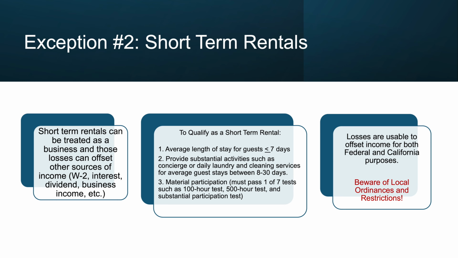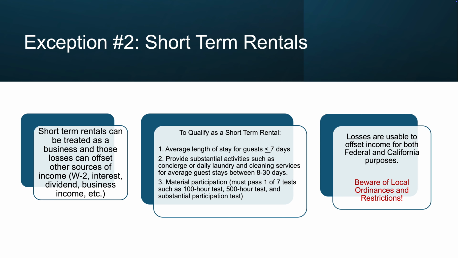The first is, if the average stay of your guests is 7 days or less, you automatically qualify, provided that you materially participate. If your average stay of guests is more than 7 days but less than 30 days, for example, on average 10 days or 15 days, then you have to provide substantial services, for example, daily laundry and cleaning services or concierge services. Just having an Airbnb and changing out the bed sheets in between guest days will not qualify as substantial services. So it would have to be daily laundry services or daily concierge services if the average stay is more than 7 days but less than 30 days.